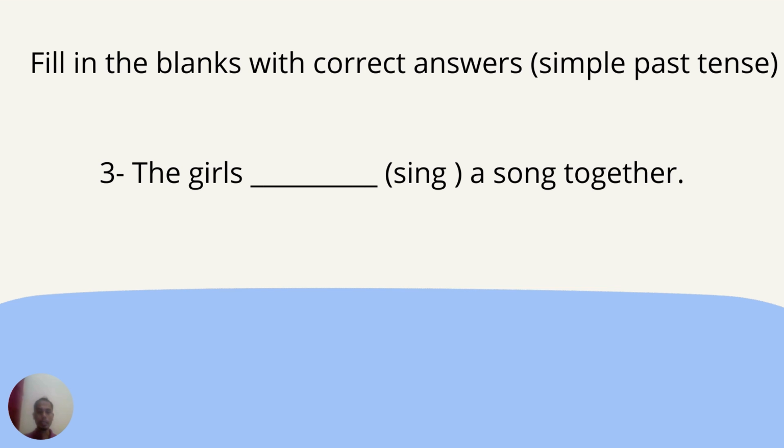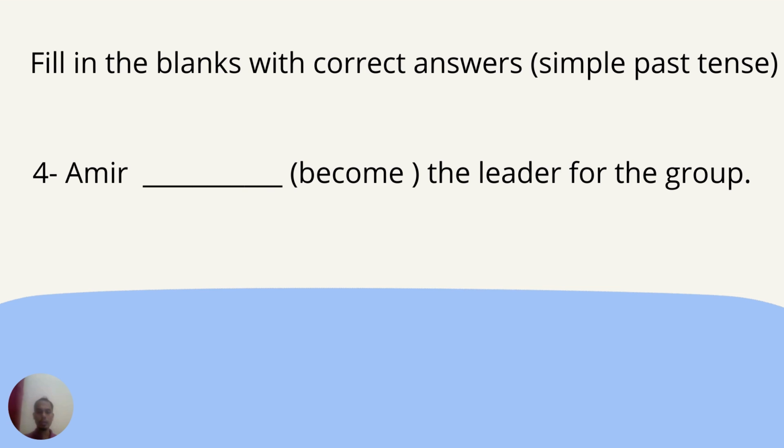Next, the girls blank sing a song together. What is the past tense form for sing? We have learned the past tense form for sing in the lesson just now. So what is the past tense form for sing? Nice. The past tense form for sing is sang. So the answer is the girls sang a song together. Very good, class.